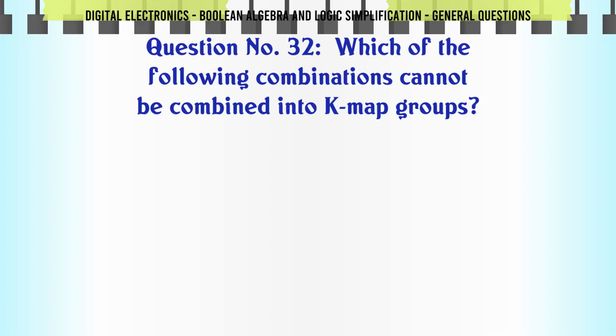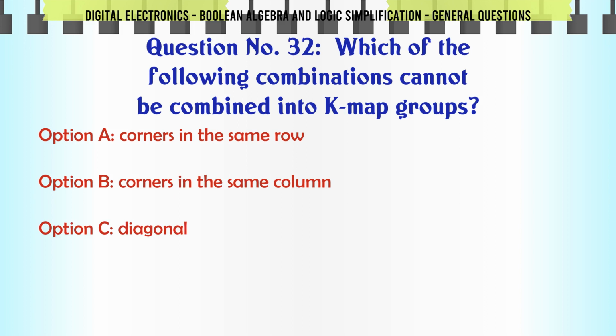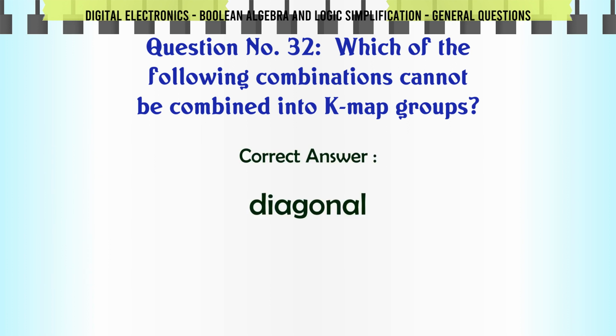Which of the following combinations cannot be combined into K-map groups? A. Corners in the same row. B. Corners in the same column. C. Diagonal. D. Overlapping combinations. The correct answer is diagonal.